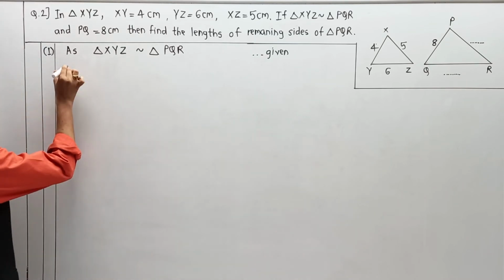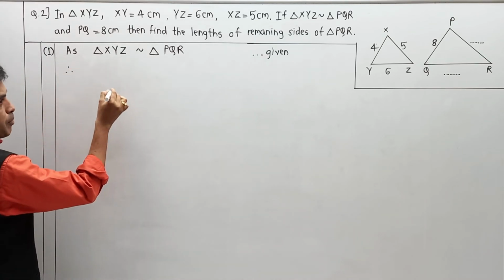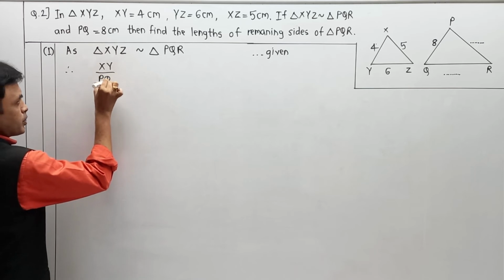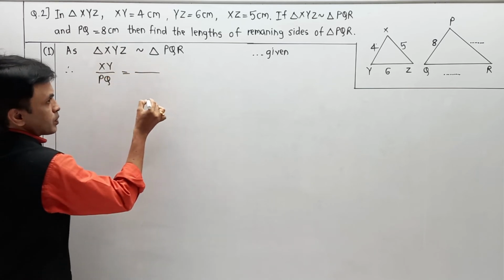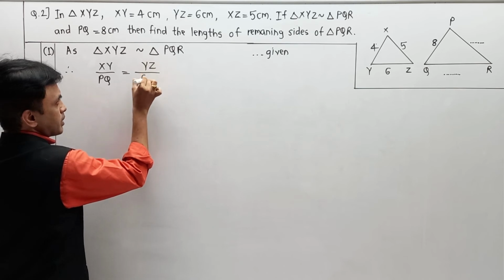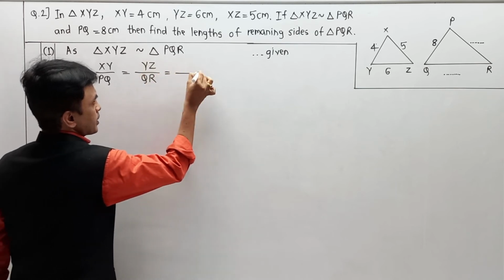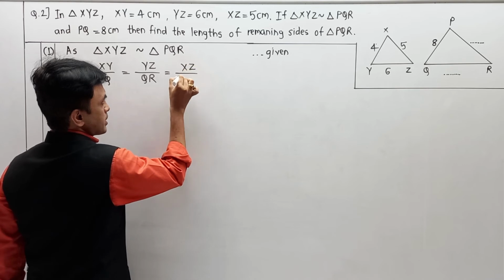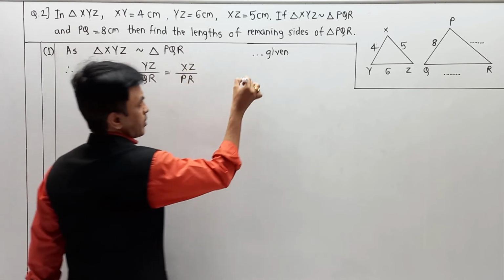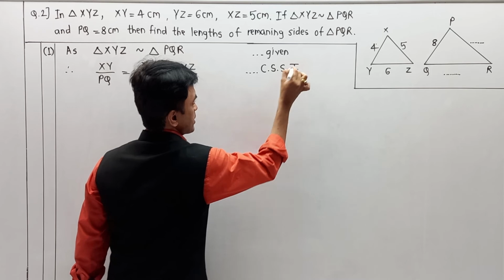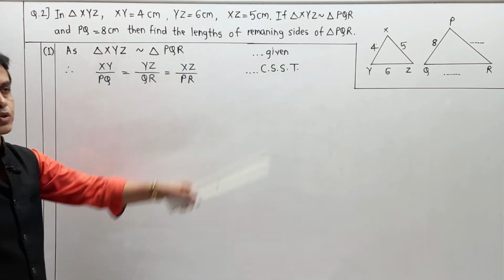Therefore, XY upon PQ is equal to YZ upon QR is equal to XZ upon PR, and we can give the reason as corresponding sides of similar triangles. Now we know how to use this short form.